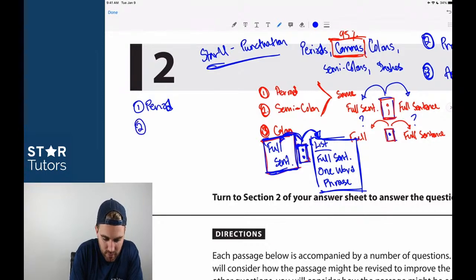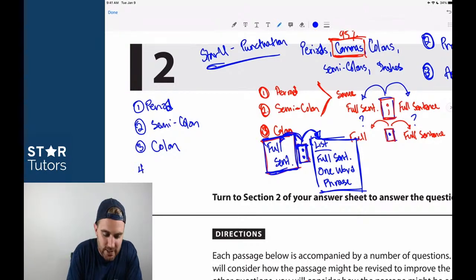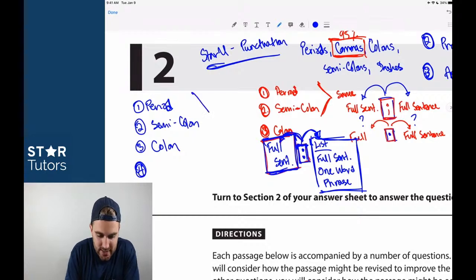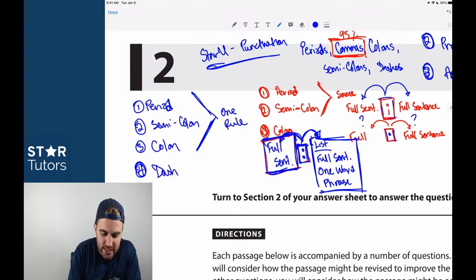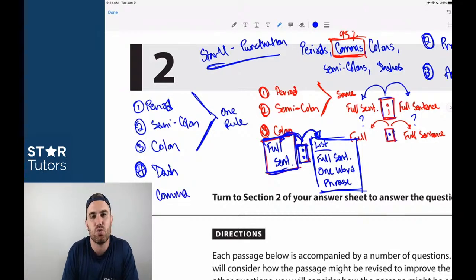Period, semicolon, right? These are all in the answer choices. Three was a colon. We now know the rules for all three of those. The next one is a dash, okay? The reason we have you guys look at those first is there's only one rule for those three. With a dash, there are two rules, and the final one, which is what everybody wants to start off looking at, the comma, has like ten rules, which is why we look at it last.